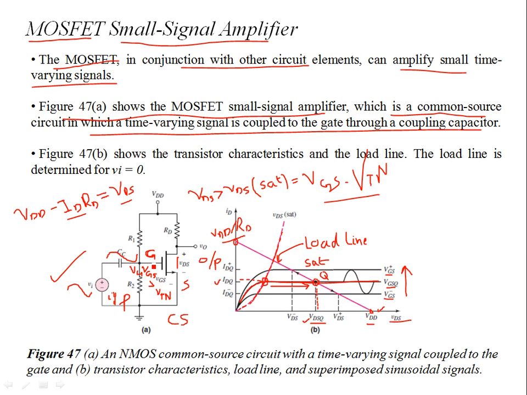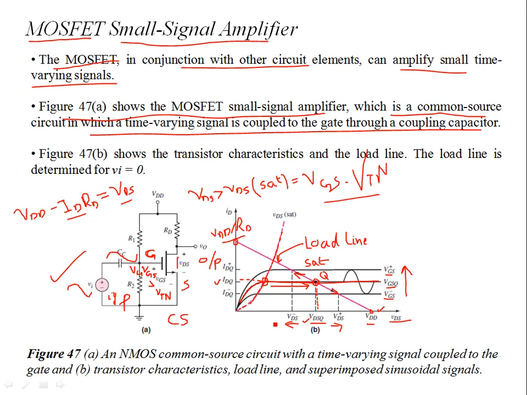This AC signal causes VDS, because VDS is VGS minus VTN, not to be only DC, but to alternate because of the alternating signal present at the gate. Because of that, your VDS is going to alternate between VDS minus and VDS plus from VDSQ. Therefore, your Q point is going to shift down like this from VDS positive, and then it's going to shift up for VDS negative.